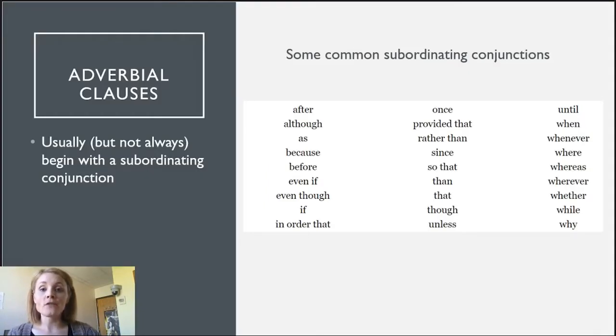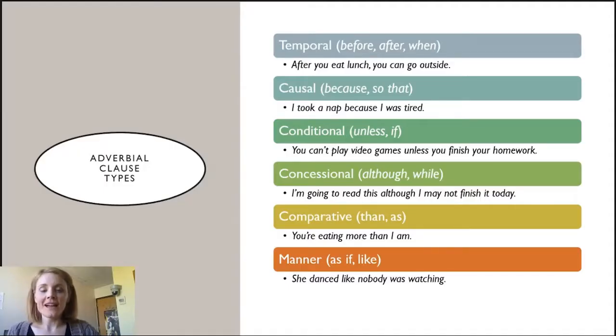All right, so adverbial clauses usually begin with a subordinating conjunction. And this is a list of some of the common subordinating conjunctions in English. And there are a lot of them. Adverbial clauses can be categorized by the way in which they modify the verb.